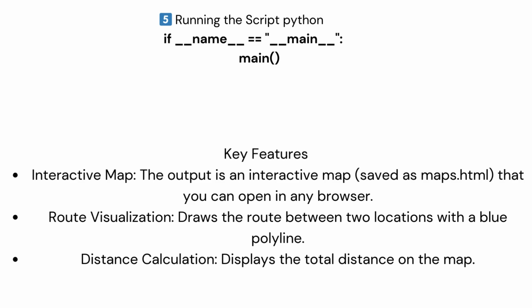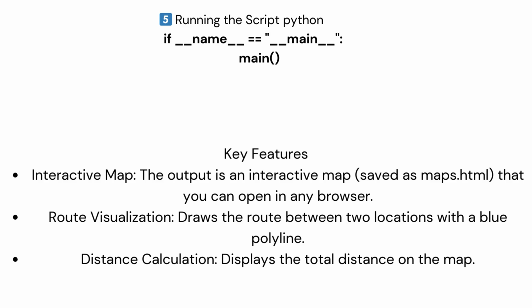Purpose: orchestrates the entire workflow. How it works: prompts the user for start and end locations. Fetches coordinates for both locations using get_coordinates. Retrieves the route and distance using get_route. Generates the map using create_map. Handles errors gracefully with a try-except block. Running the script: if __name__ == "__main__": main(). This ensures that the script runs only when executed directly, not when imported as a module.